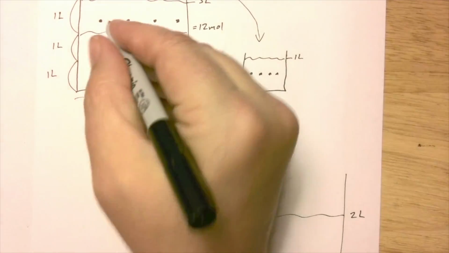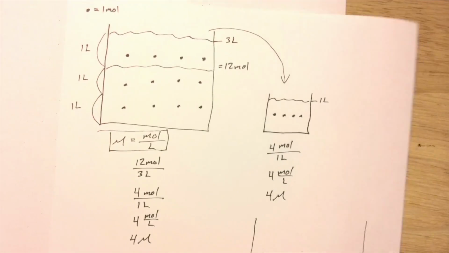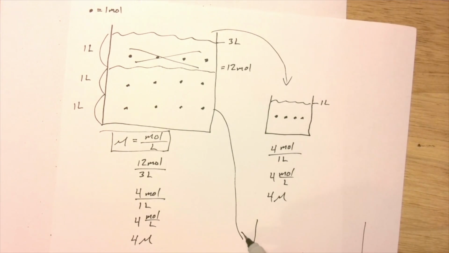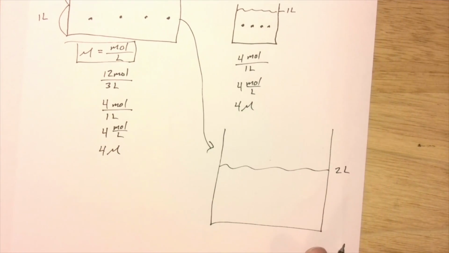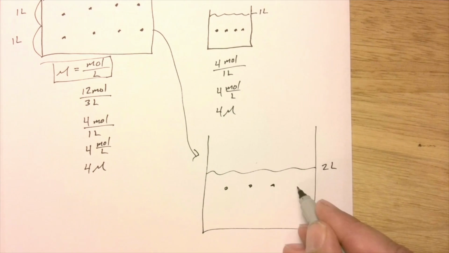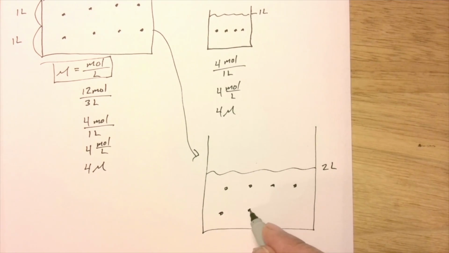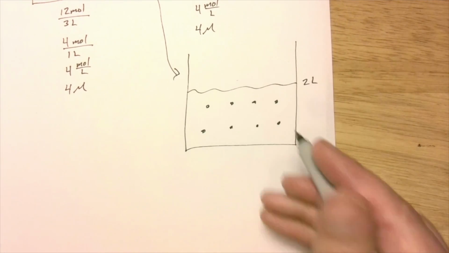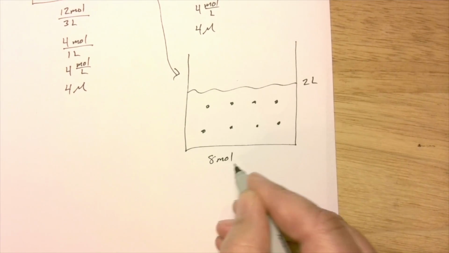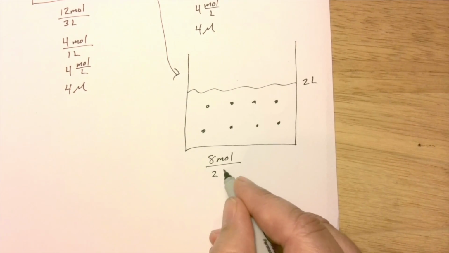So basically, what I have up here, I no longer have this. This is now inside of this container. And what's remaining behind is what I have here. And so I would have 2 liters remaining, and I would have 80 of these dots left behind. So if you look at the concentration of that, I have 8 moles left in 2 liters.